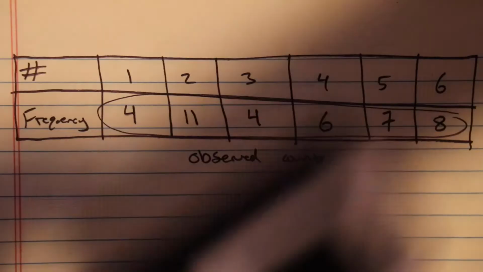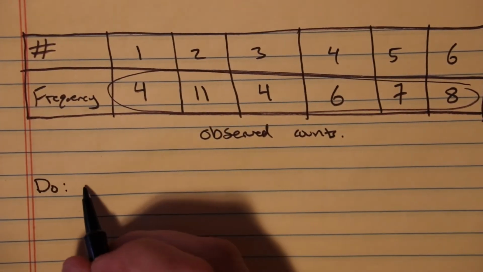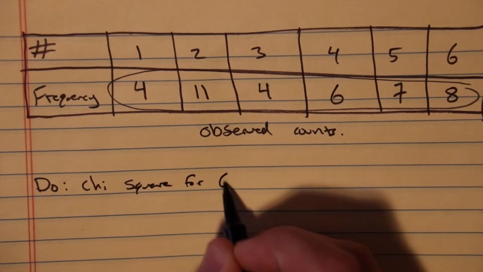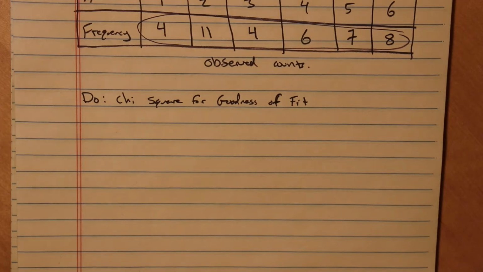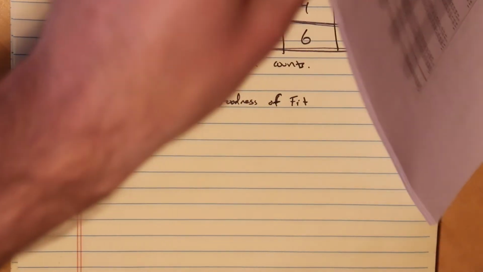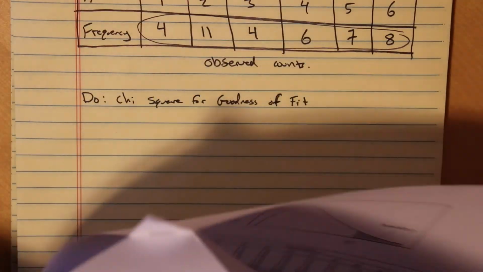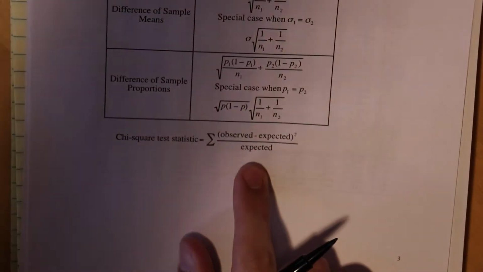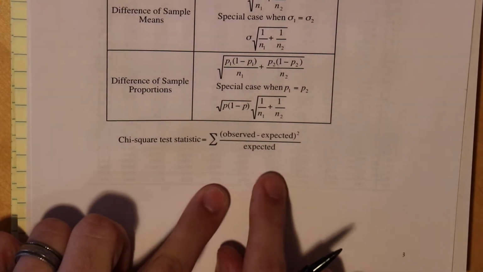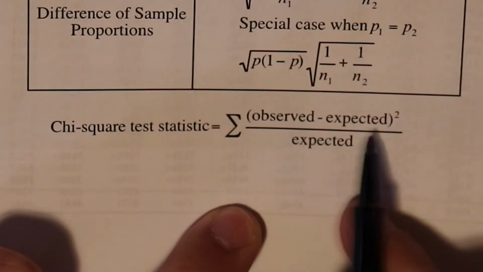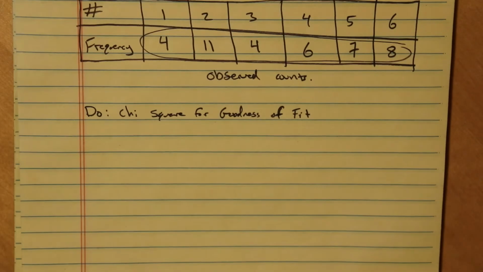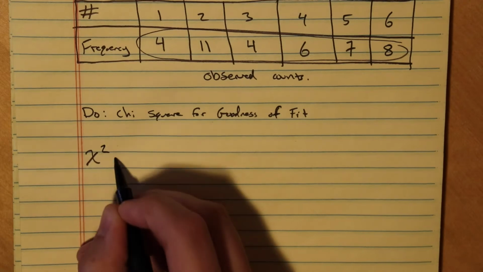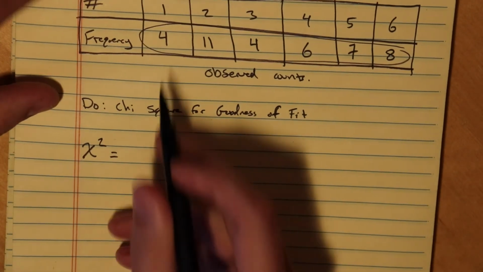So a few reminders about the do step. For the do step, we're going to say chi-square for goodness of fit. I just wanted to put the title of the test somewhere. I'm going to go to my handy dandy formula sheet if you forgot it. It's right here: the chi-squared test statistic in general. It's the observed minus expected, squared, over the expected, and we're going to add those all up. So I'm going to write it out here. X squared equals observed minus expected. I'm going to start with the first one here.